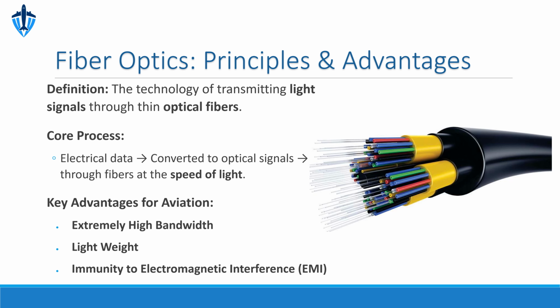This method offers phenomenal advantages that are critical in aviation systems. First, it provides massive bandwidth, allowing huge amounts of data to be sent rapidly. Second, optical fibers are very lightweight, which is always a key design goal in aircraft. Perhaps most importantly, they are completely immune to electromagnetic interference, EMI. This means signals won't be corrupted by the powerful electrical noise generated by engines, radars, or other systems, ensuring reliable data transmission. You can see a conceptual overview of this system in the figure.